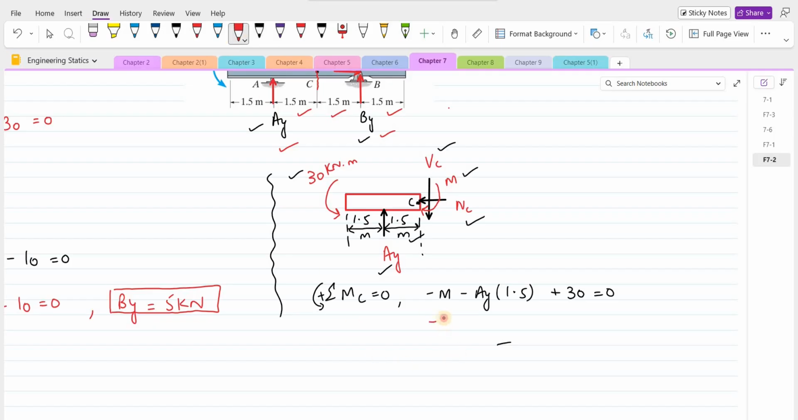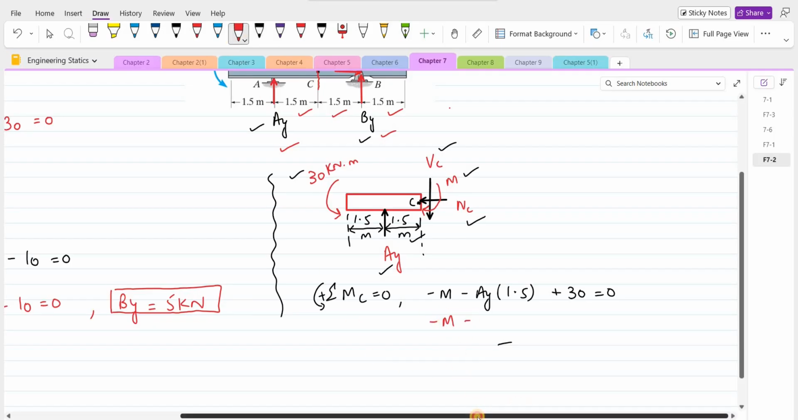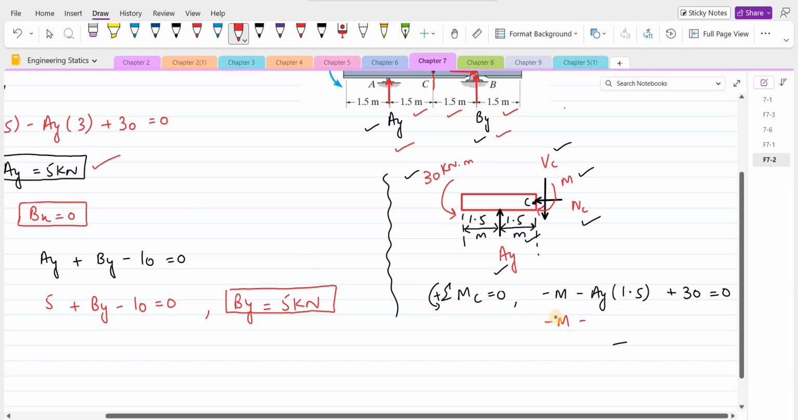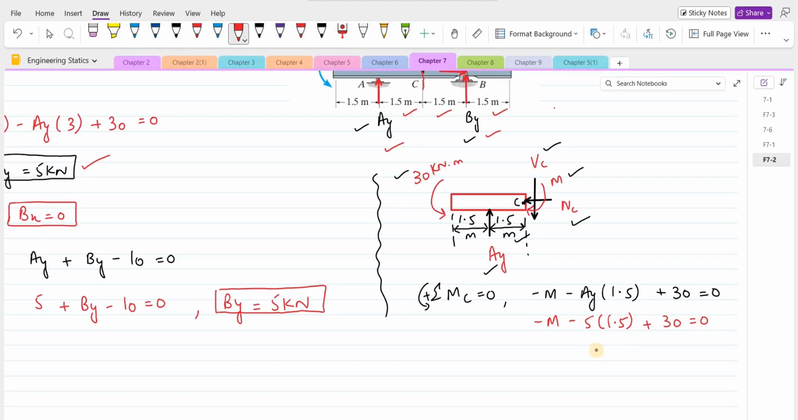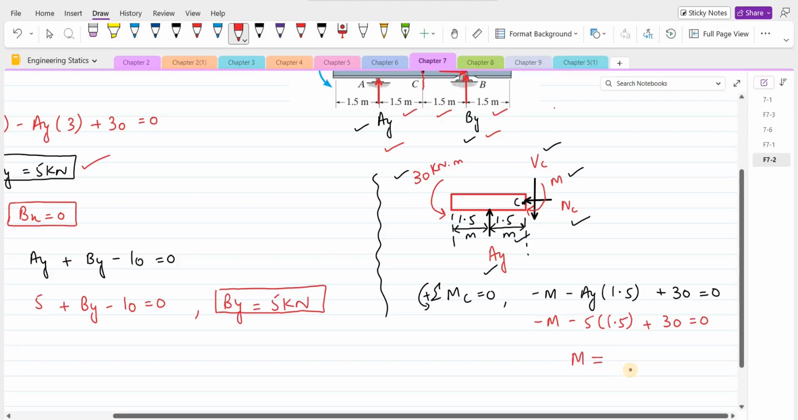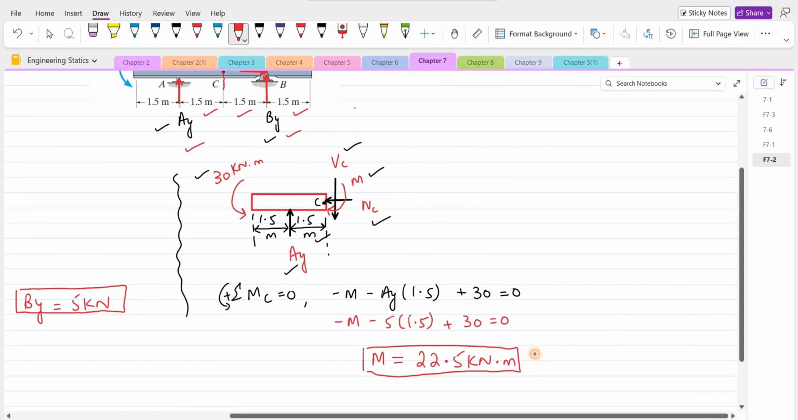So we have negative M, and Ay is 5 kilonewtons. So 5 times 1.5 plus 30 equals to 0. Upon simplification, the internal moment M comes out to be 22.5 kilonewton meters. So this is our first answer.